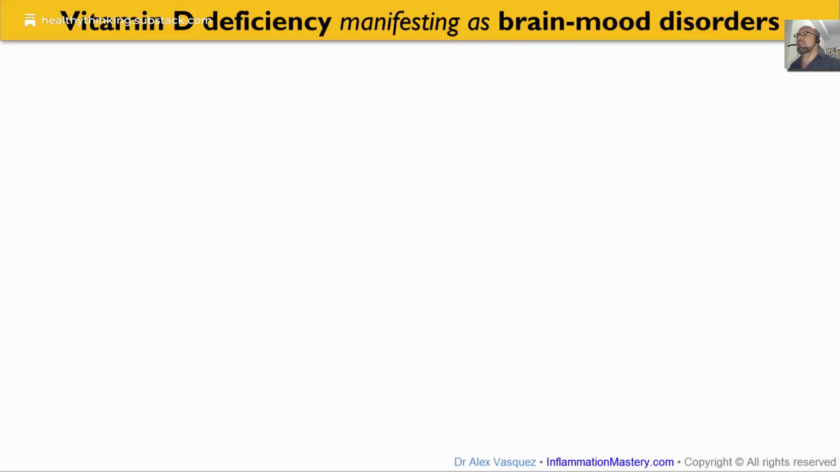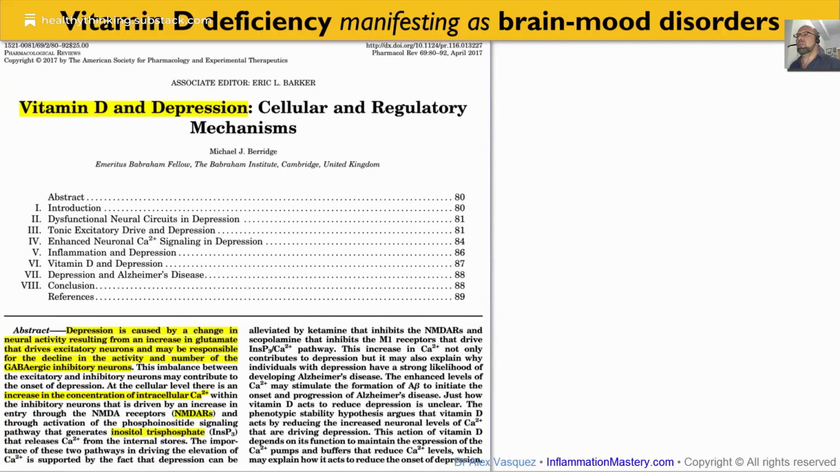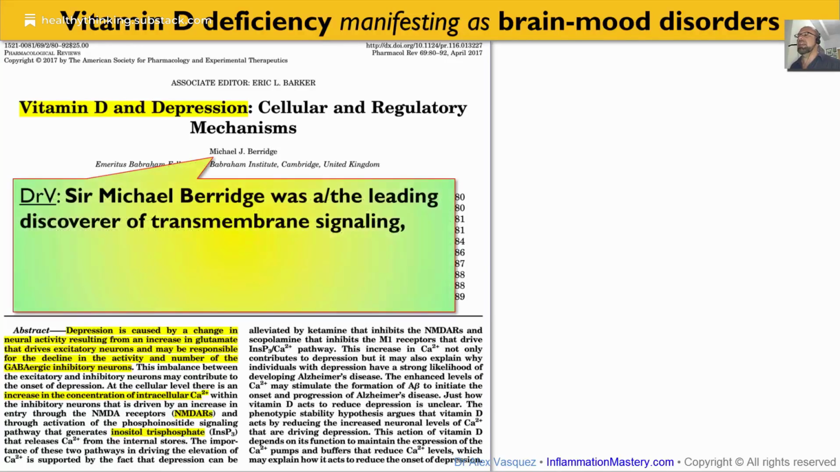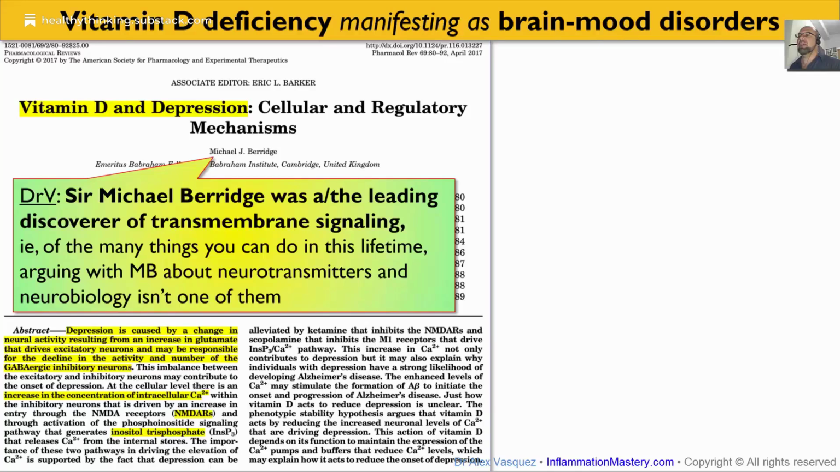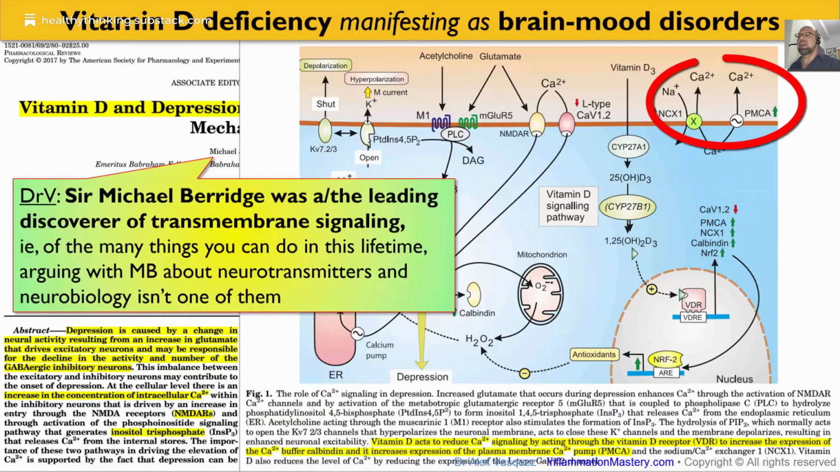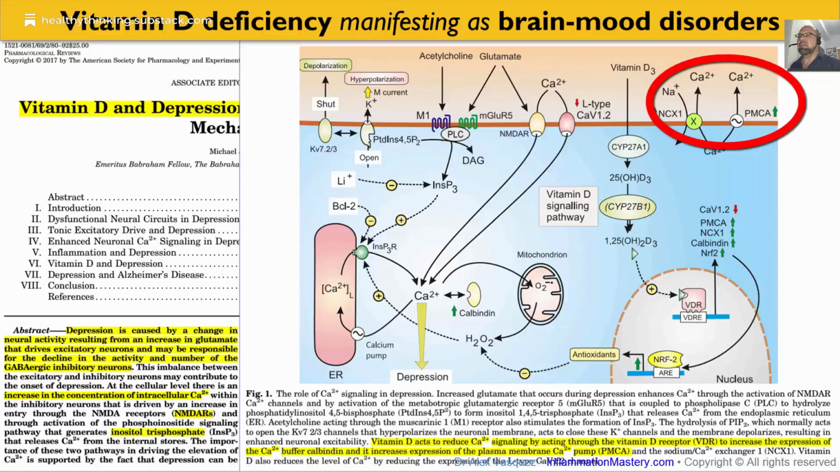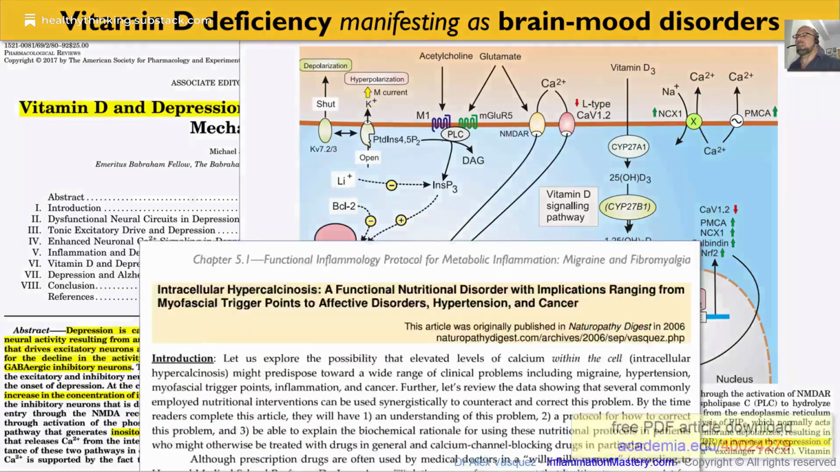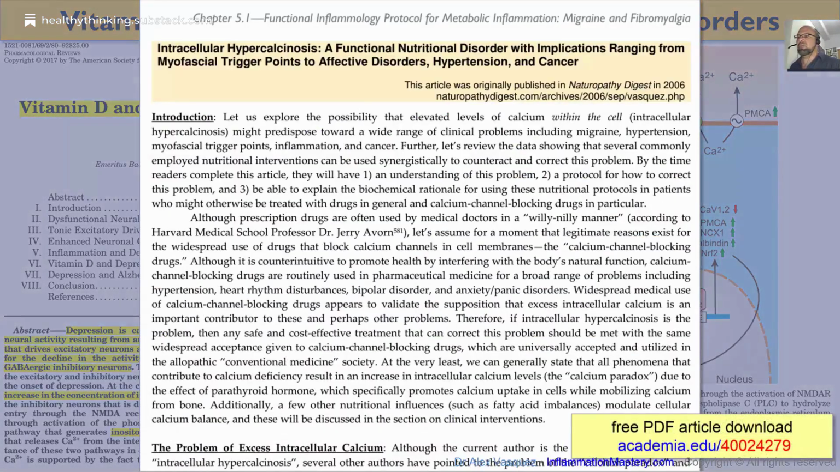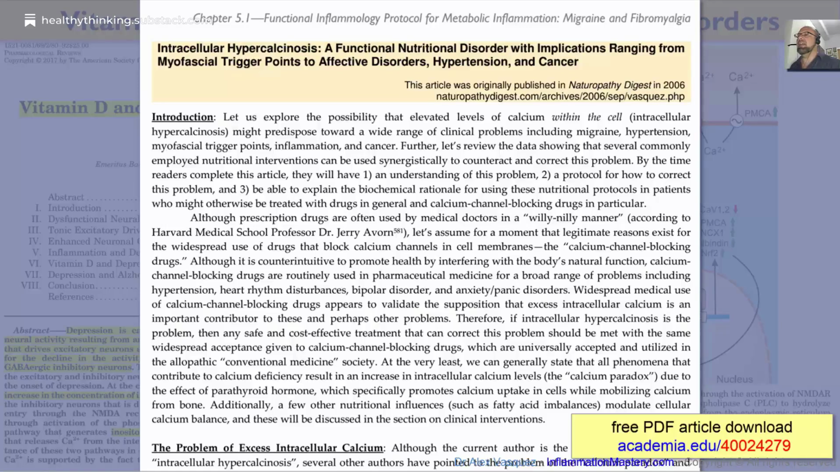I showed you in video number 2 how vitamin D deficiency manifests as mood and brain disorders. We looked at this article connecting vitamin D with depression, looking at the cellular and regulatory mechanisms. This is an authoritative article by Michael Berridge where he shows you exactly how vitamin D functions, and it's by controlling intracellular calcium levels by increasing the production of this plasma membrane calcium pump. He published that review in 2017, and I also showed you an article that I published back in 2006, which you can also download for free online.